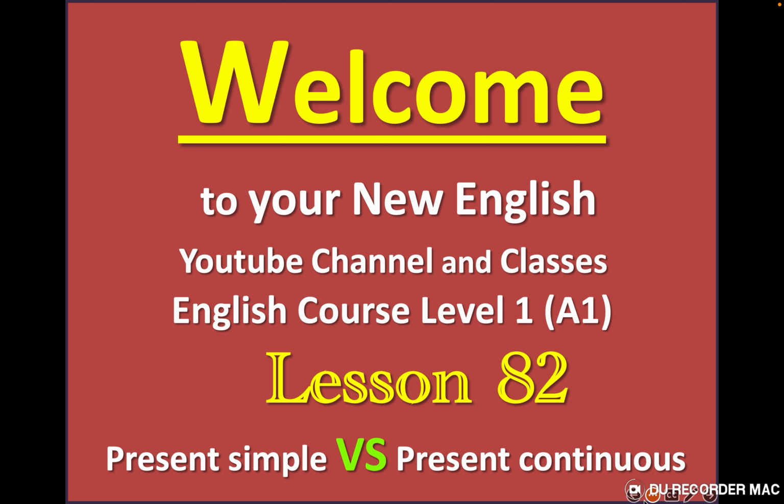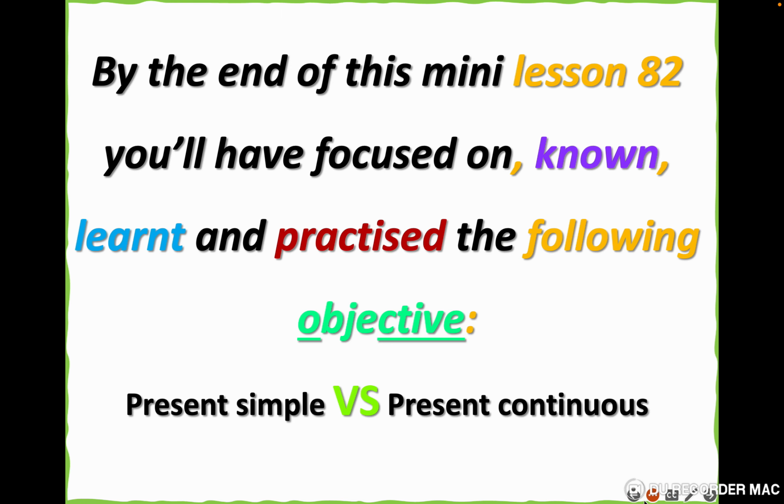English course level 1 A1 lesson 82. In today's lesson we are going to see a different lesson. We are going to see present simple versus present continuous, a comparison between the two tenses. By the end of this mini lesson 82, you will have focused on knowing, learned, and practiced the following objective: present simple versus present continuous, or the comparison between present simple and present continuous.